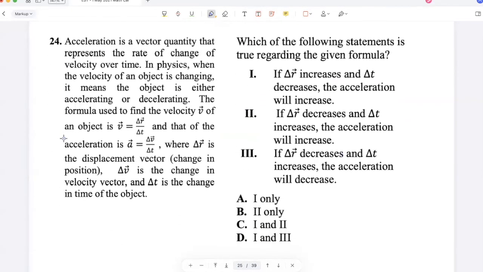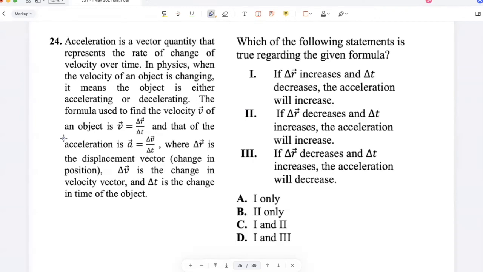Acceleration is a vector quantity that represents the rate of change of velocity over time. In physics, when the velocity of an object is changing, it means that the object is either accelerating or decelerating. The formula used to find velocity is v = delta r by delta t, and that of acceleration is a = delta v by delta t, where delta r is the displacement vector and delta v is the velocity vector. Delta t is the change in time.